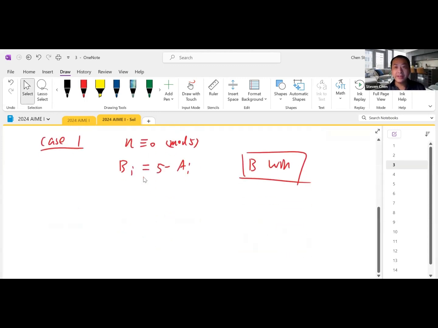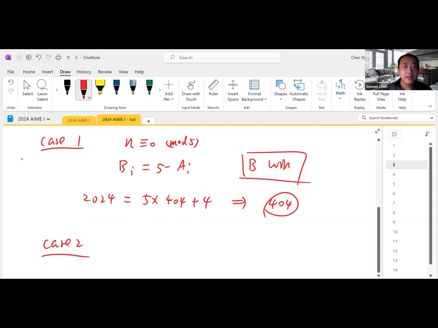All right, so now let's see how many n fall into this case. We have 2024 can be written as 5 times 404 plus 4. Therefore, the number of n in this case is 404.